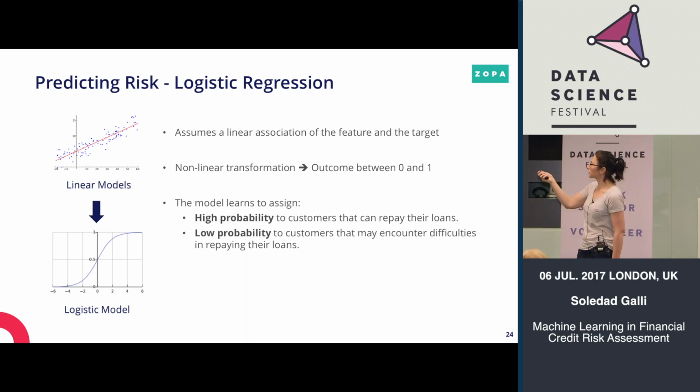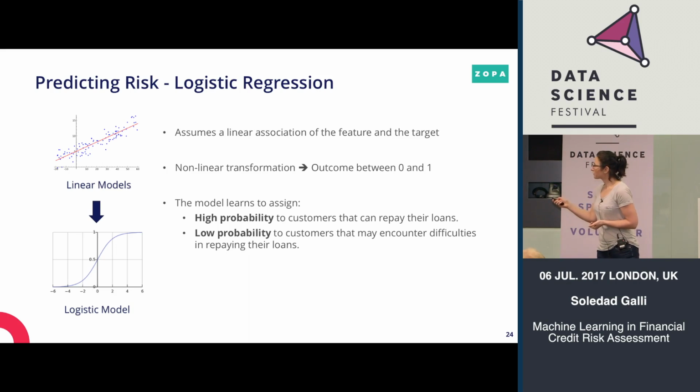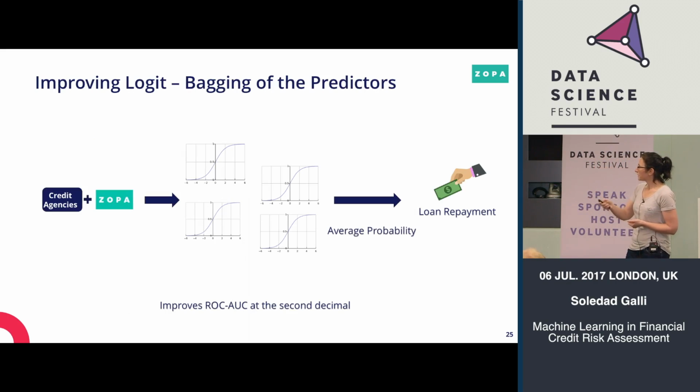So what we do is, to the result of the linear regression, we apply a logistic transformation that squeezes the values between 0 and 1, and then outputs the probability of the customer being in a financially good situation given salary, for example. So by the end of the exercise, this model is able to assign a high probability to customers that can repay their loans and lower probability to customers that may encounter difficulties in repaying their loans. And this is the intuition of how logistic regression works.